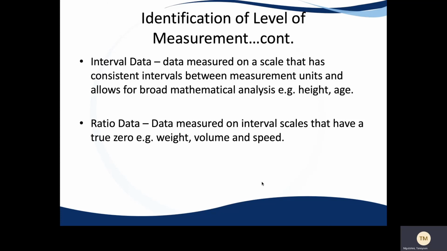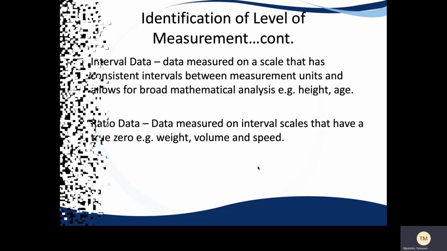And finally, there's what we call ratio data, which is really interval scale data, but it has a true zero. So for example, with someone's weight, you can compare people's weights, but weight has an absolute true zero. You don't have someone who is minus 5 kgs. So everything stops at that zero point.